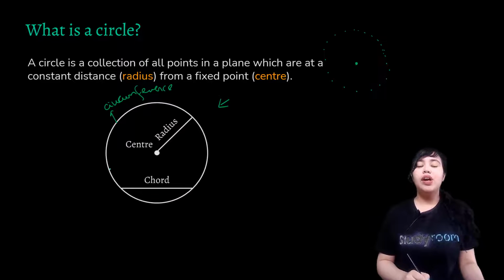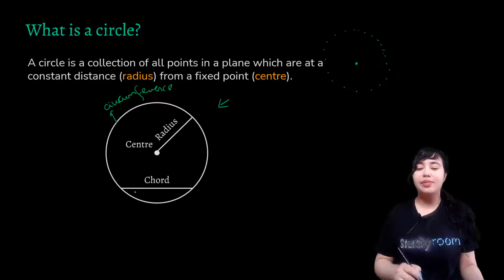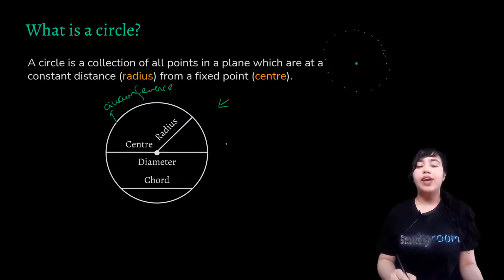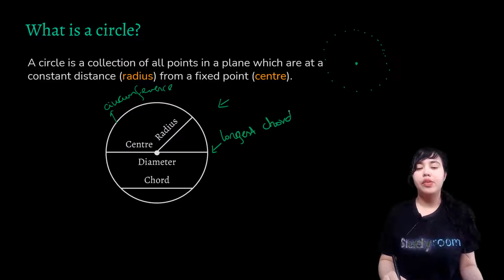If I join any two points on the circumference of a circle, I get a chord. This line segment is called a chord. It is of a fixed length. It's not a line, it is a line segment. And then we have the diameter. The diameter is the longest chord of a circle. It is also a chord, because it is joining two points located on the circumference of my circle.